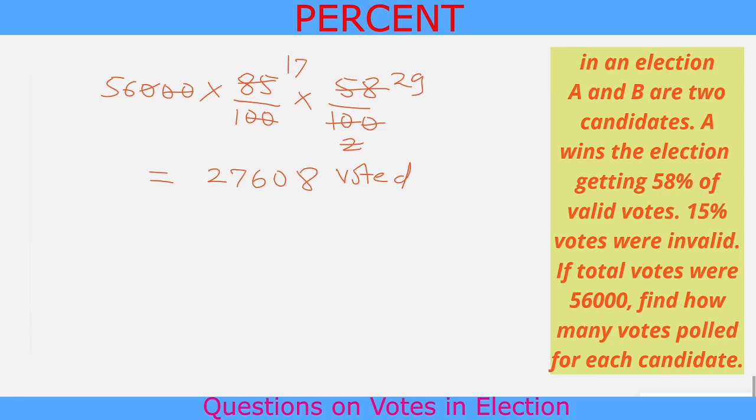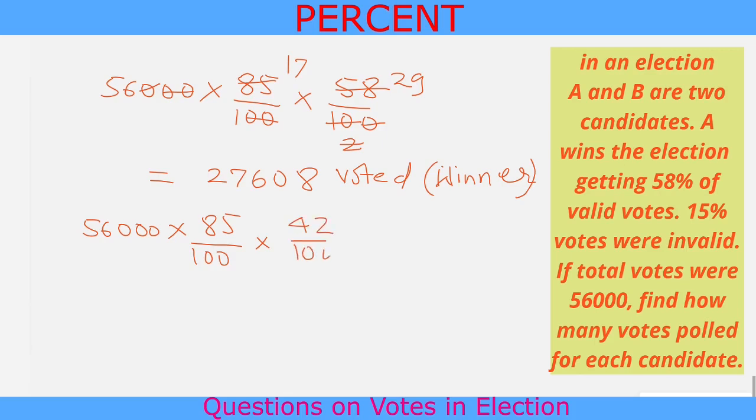winning candidate. Similarly, we can find the votes of the defeated candidate. 56,000 multiplied by 85 upon 100, which is valid votes, multiplied by 42 upon 100, which is 42%, which the defeated candidate gets. We divide two zeros of denominator of 100 with two zeros of numerator of 56,000, one zero of denominator of 100 with one zero of numerator of 56,000. 5 divides 85 for 17 times and 10 for 2 times, and 2 divides 42 for 21 times.